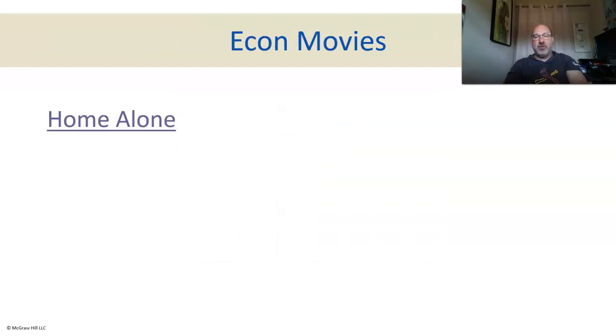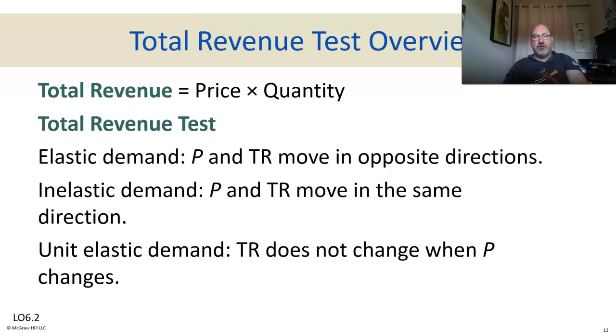I'll put this econ movie for Home Alone in the course for you. Total revenue test. Total revenue is price times quantity sold. The total revenue test: with elastic demand, price and total revenue move in opposite directions. Inelastic, price and total revenue move in the same direction. And unit elastic, total revenue doesn't change.